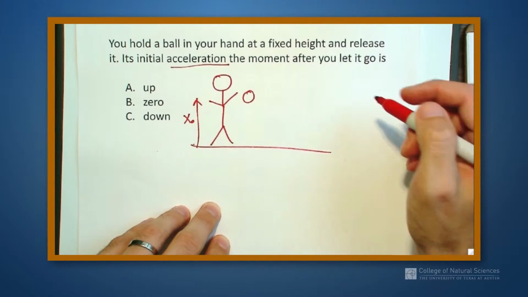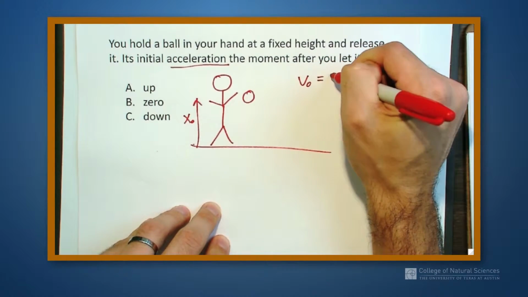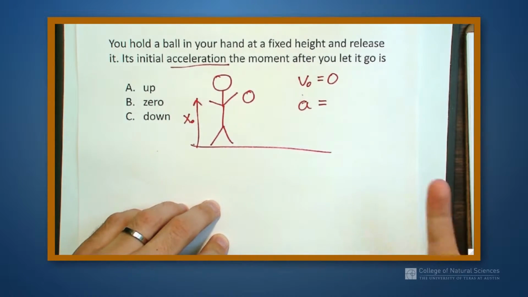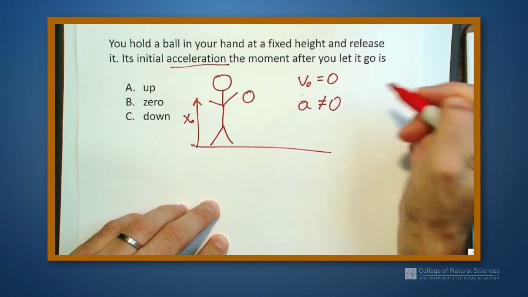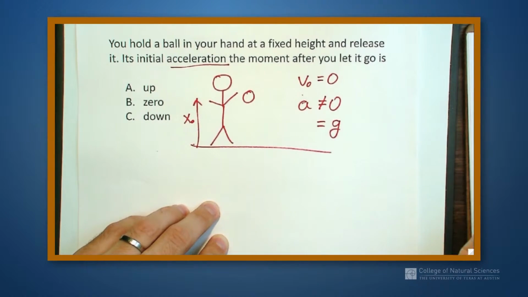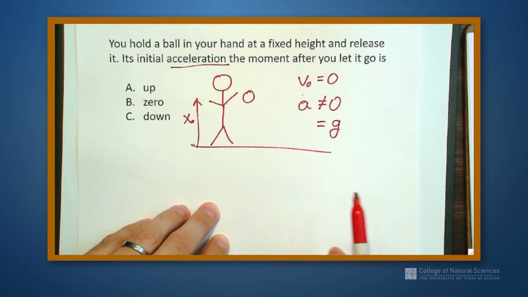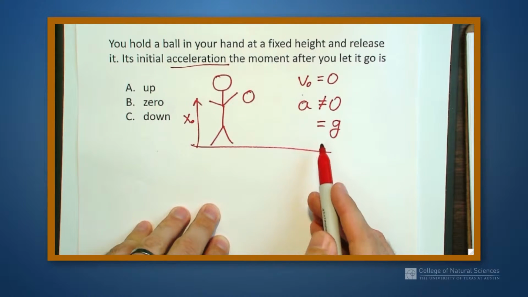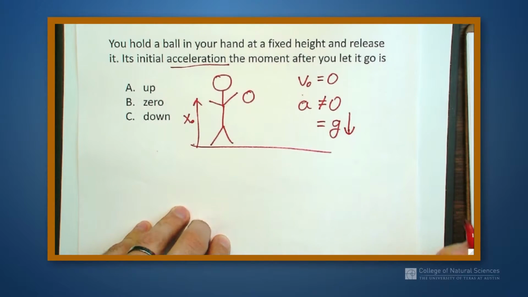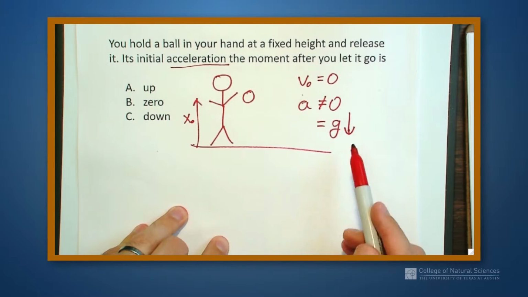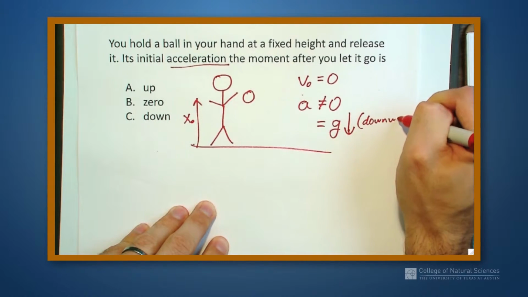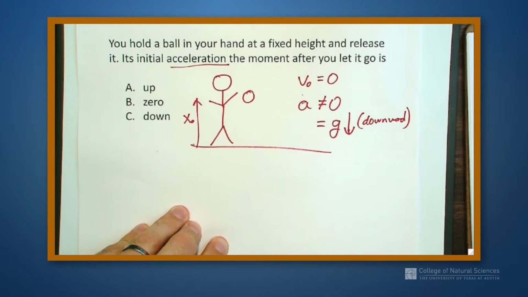Well, this object is released from rest, so its initial velocity is 0. Its acceleration, on the other hand, even though it's released from rest, is not 0. It's actually at a value of g. It's got the value of gravity. Assume we do this on the Earth, it would be 9.8 meters per second squared. And almost as important, or sometimes even more important, as in this question, it's in a downward direction.